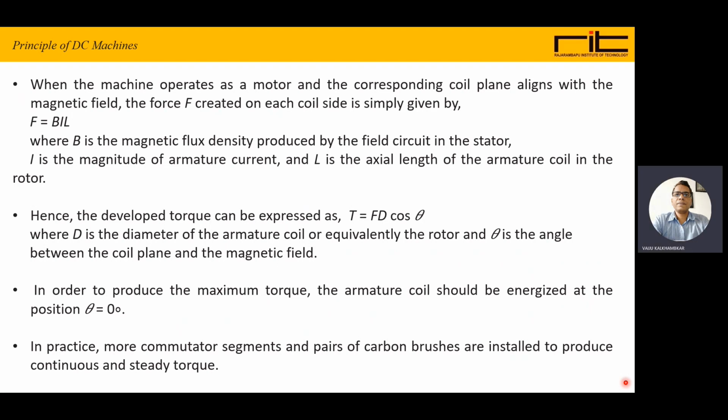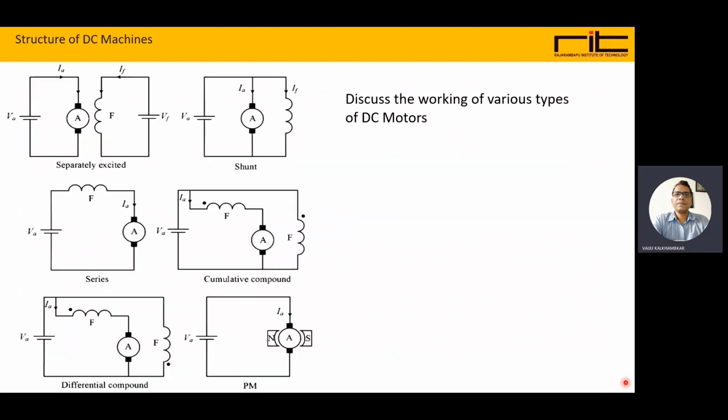To produce the maximum torque, the armature coil should be energized at a position θ = 0 degrees. In practice, more commutator segments and pairs of carbon brushes are installed to produce continuous and steady torque. So this is the working principle that depends on the flux density, the magnitude of the current, the axial length, and how the coil is energized.